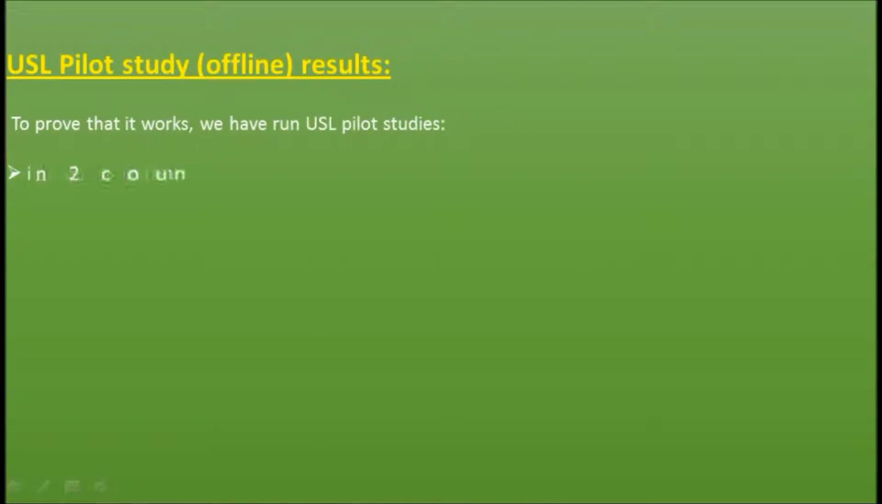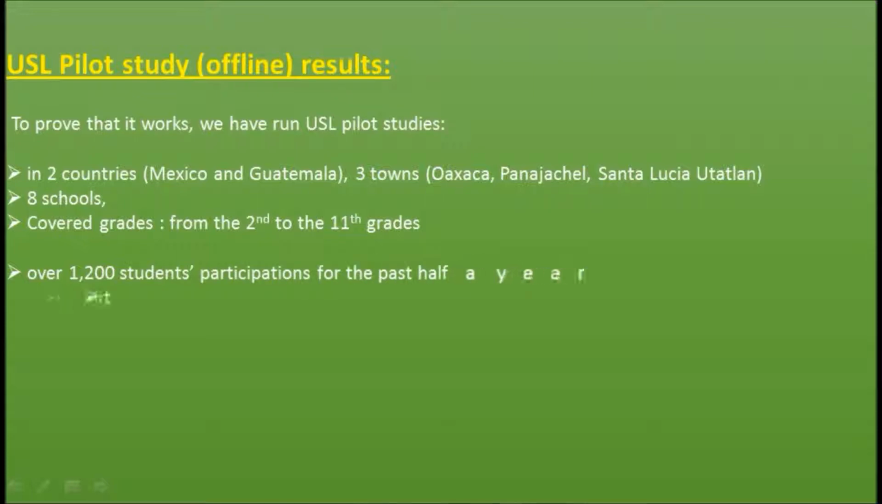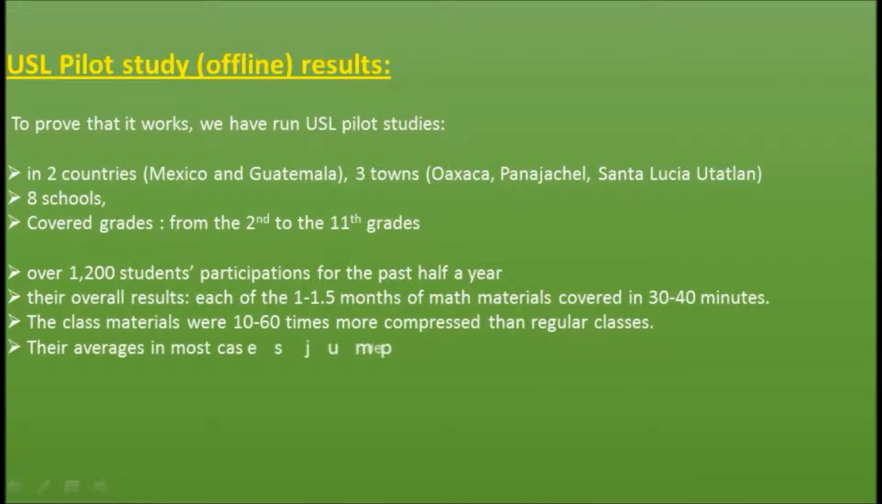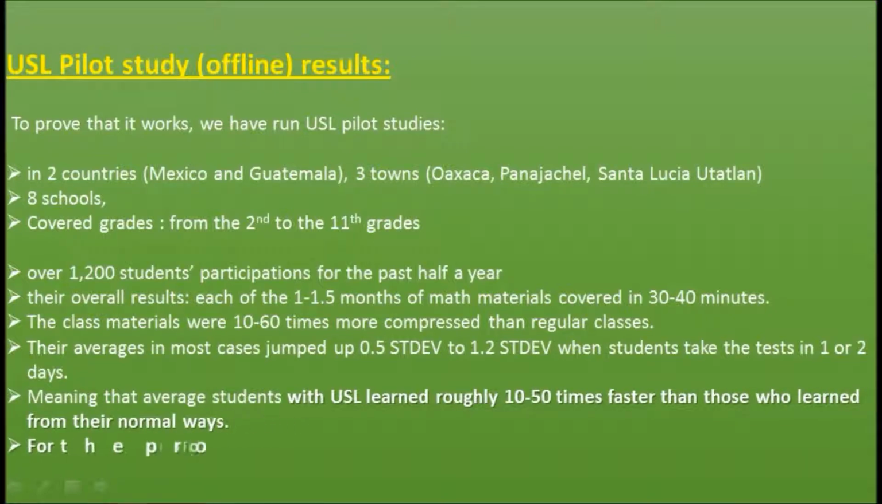2 countries, Mexico and Guatemala, 3 towns, 8 schools, and grades 2nd to 11th covered. More than 1,200 students participated, and normally 1 month to 1.5 months of materials were covered in just 30 to 40 minutes. This compression means 10 to 60 times more compressed, and the exam results were typically 0.5 to 1.2 standard deviations, which means the learning speed is typically about 50 times faster than usual.